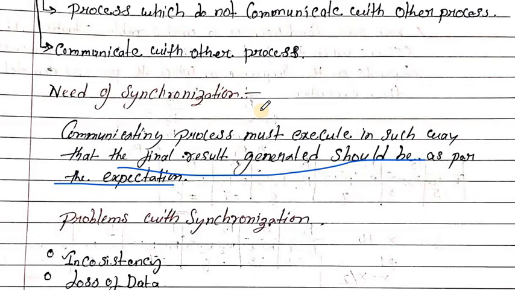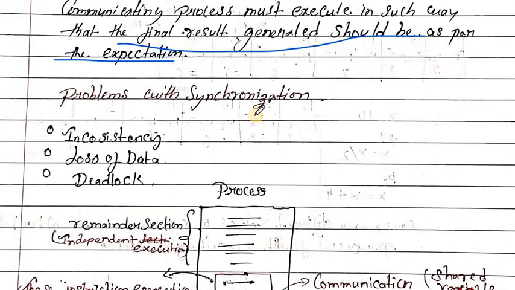Okay. Now the problems with synchronization. What problems will come with synchronization? The first is inconsistency, then loss of data, and deadlock. These are the problems that come when we don't use synchronization. If we don't use synchronization, these three problems will occur.